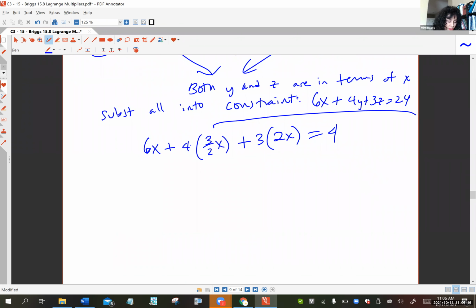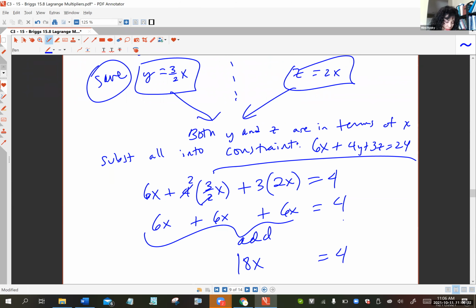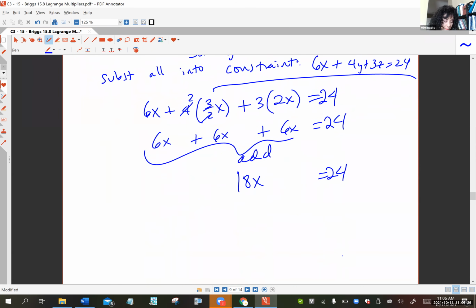Solve for x. And let's do a little bit of reducing. 4 divided by 2 is 2. So this is looking like 6x plus 6x. Hey, let's add my like terms. Okay, when I add all of the x terms together, I get 18x is equal to, this is supposed to be 24, my bad. Sorry, I accidentally just wrote a 4. 18x is equal to 24, and then solve this for x.